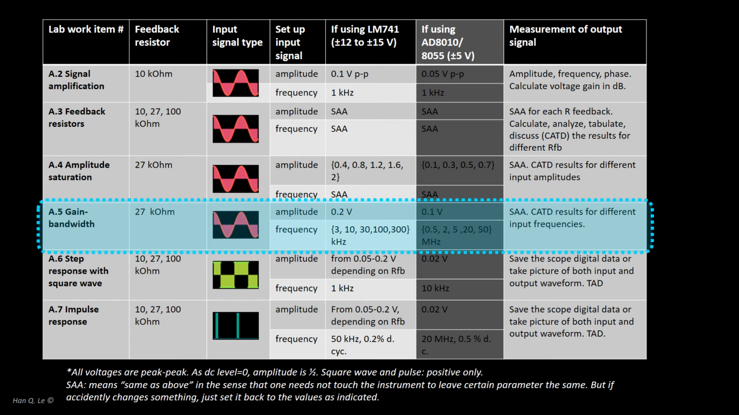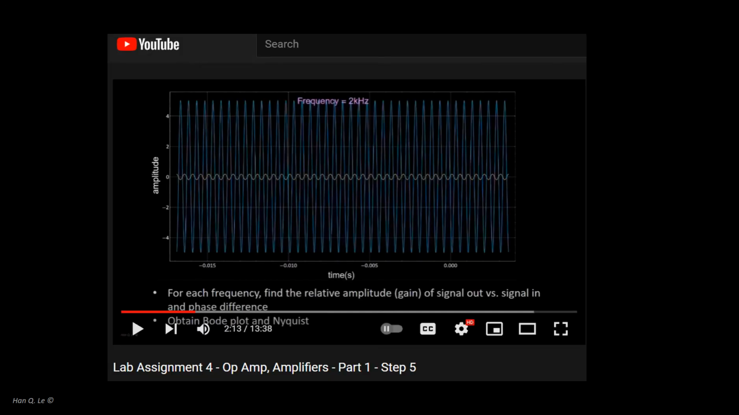The objective of this step is to observe this effect. This will be obvious by plotting the measured gain as a function of frequency, which is also known as Bode plot. An approach to do this step is illustrated in this video. The following is an excerpt.